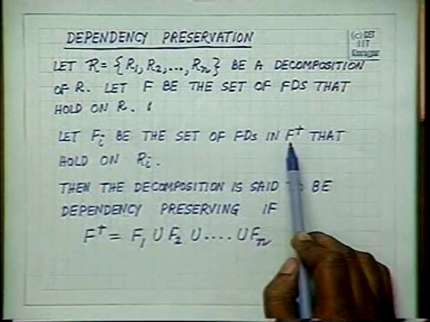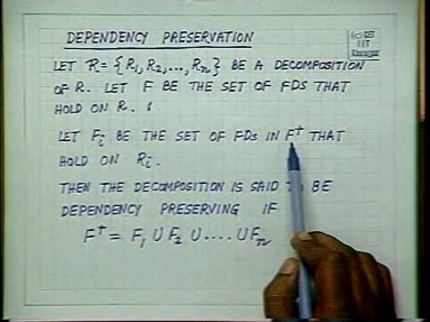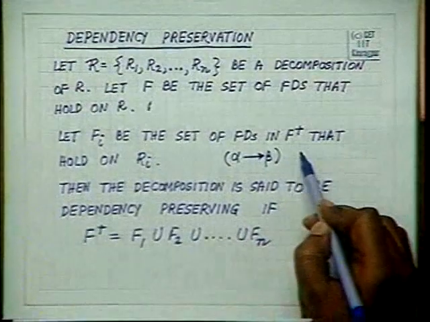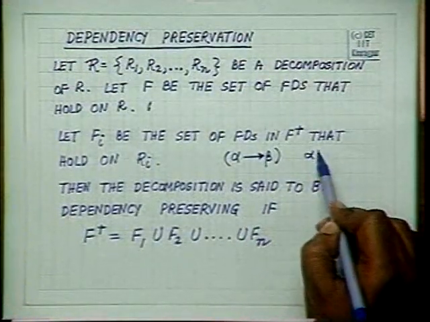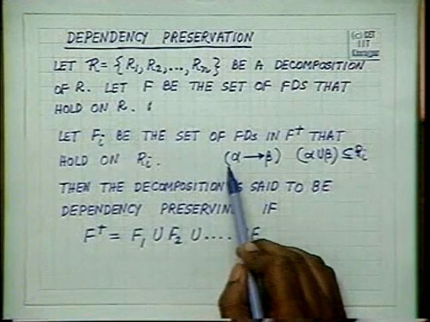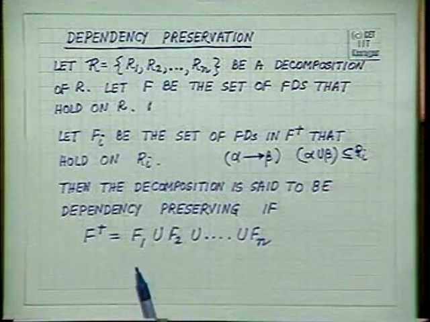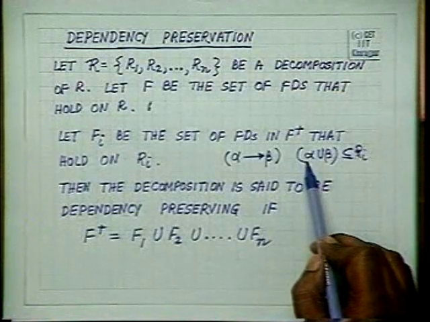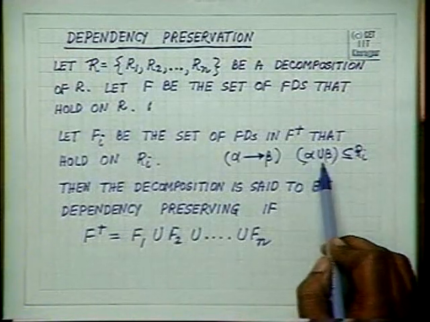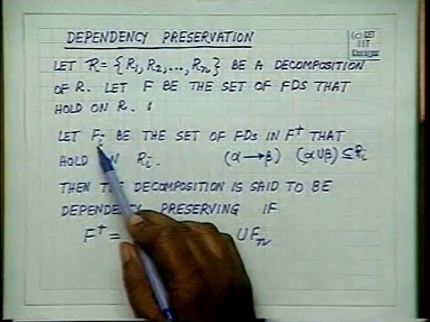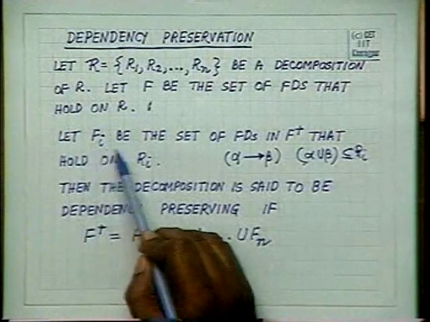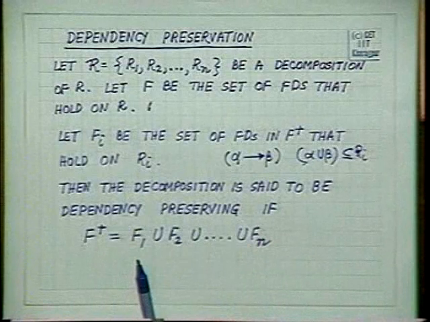This effectively means that in F plus, those functional dependencies of the form alpha to beta, such that alpha union beta is a subset of Ri. So let there be a functional dependency from alpha to beta in F plus. If the attributes alpha and beta, this is a set of attributes, this is another set of attributes, if the union of these two sets is a subset of Ri, then this functional dependency must hold on Ri.